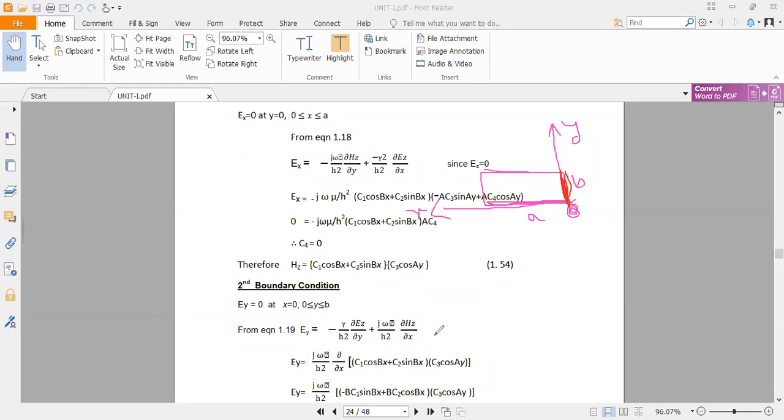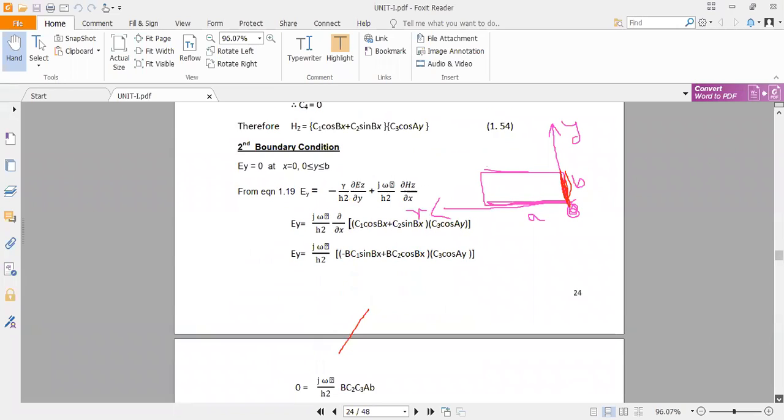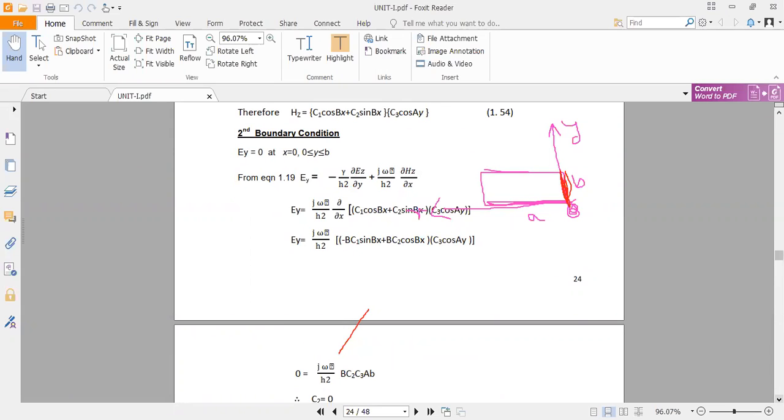In that, Ez is equal to 0. If you substitute, this becomes 0. So in this expression, dou Hz by dou x, we have to do differentiation with respect to x. When you do the differentiation, this is the expression you are going to get.